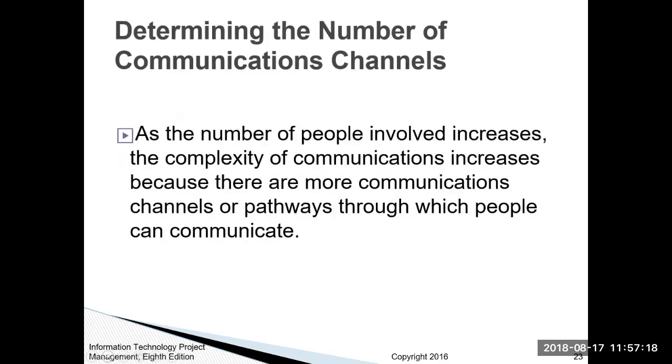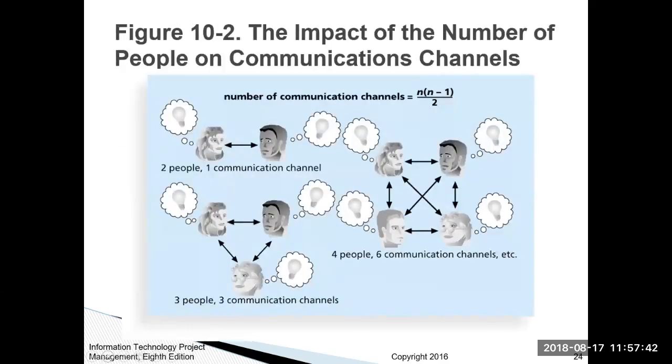And determining the number of communication channels. As the number of people involved increases, the complexity of communications increases, because there are more communication channels or pathways through which people can communicate. So again, as you increase your team, you just have this. I'll go to the next slide. So there's an example here.